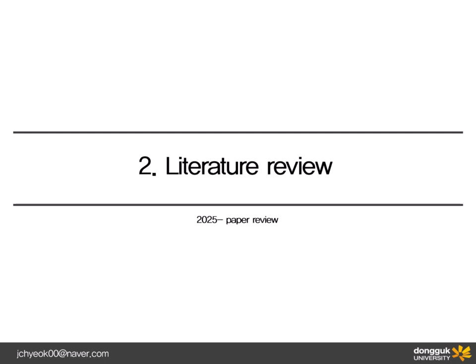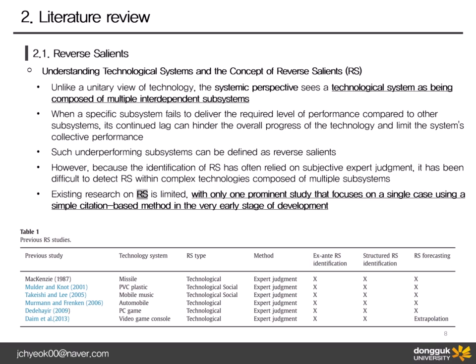This is the literature review section. Like the review of technological systems, the systematic perspective sees the technology system as being composed of multiple interacting subsystems. When a particular subsystem fails to deliver the required level of performance compared to other subsystems, a continuous lag due to interdependencies can hinder the overall progress of the technology and limit the system's collective performance.